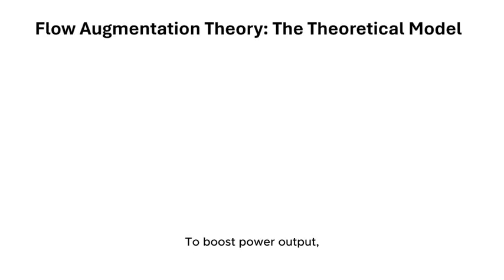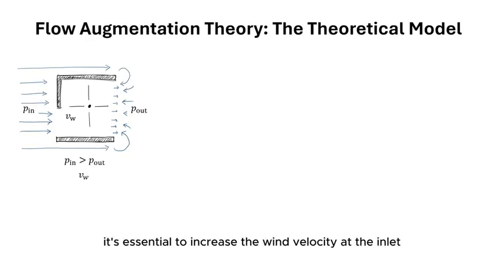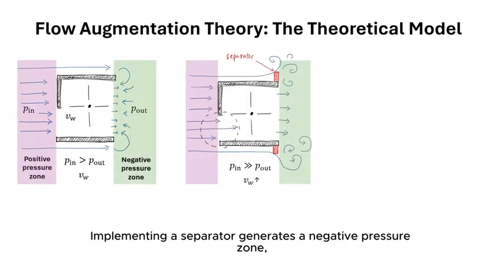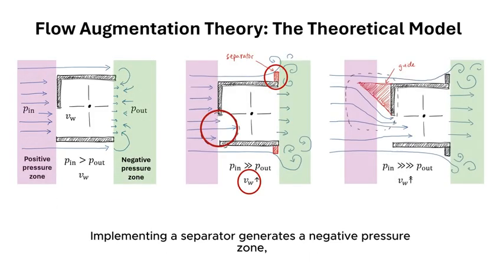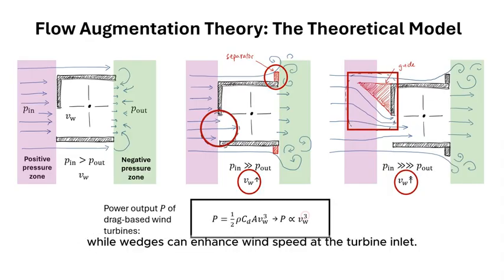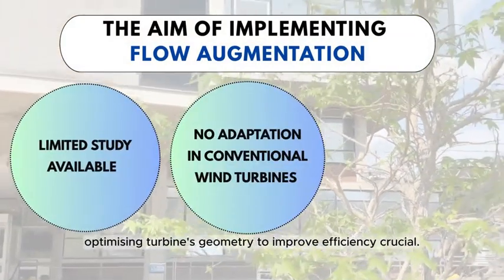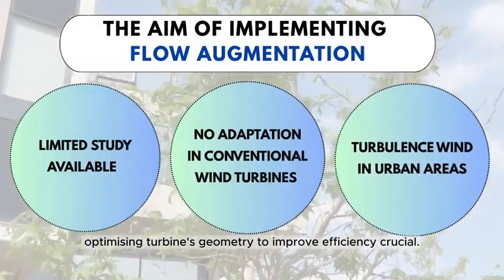To boost power output, it's essential to increase the wind velocity at the inlet and create a negative pressure zone at the outlet. Implementing a separator generates a negative pressure zone, while wedges can enhance wind speed at the turbine inlet. Limited research on this integration makes a study on optimizing the turbine's geometry to improve efficiency crucial.